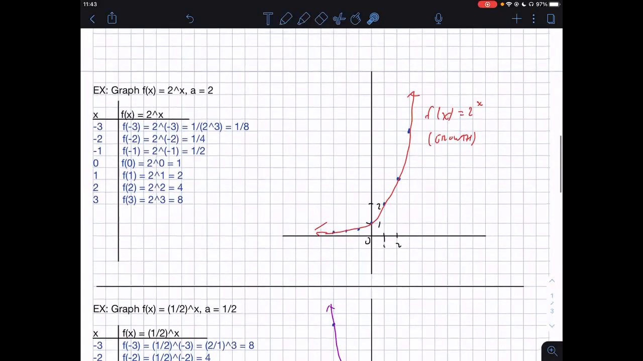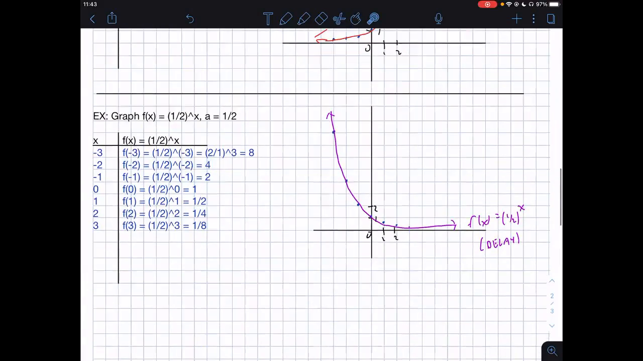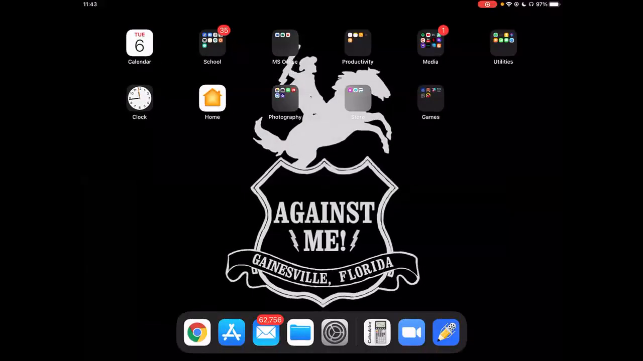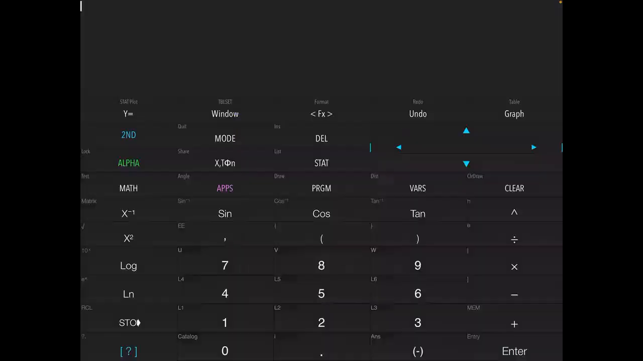And to graph these functions by hand, we have to set up a table and try to set up at least 7 values, and that should be good enough. Actually, let's visualize these two graphs in our calculators at the same time. So here we're going to have y equals 2 to the x. And then, make sure that if your base is between 0 and 1, you use parentheses: parentheses 1/2 raised to the x.